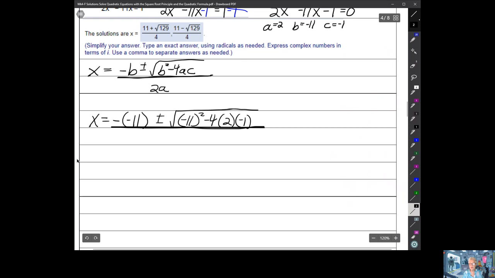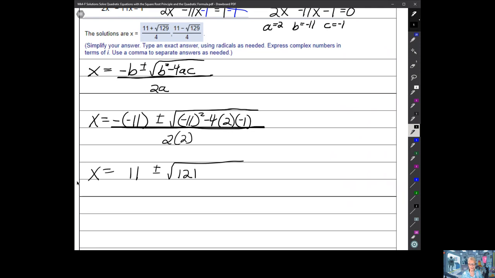Don't forget that your fraction bar starts over here and continues, and then over 2a. Whoops, and a is 2. Okay, so x equals negative negative 11, which is positive 11, plus or minus the square root of negative 11 squared, which is negative 11 times negative 11, which is positive 121. Put it in your calculator and you'll see.